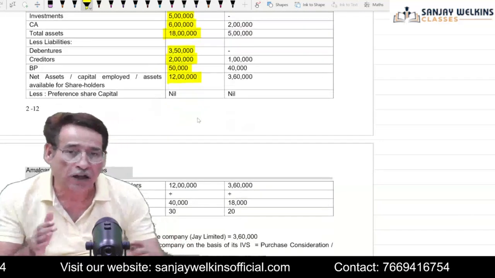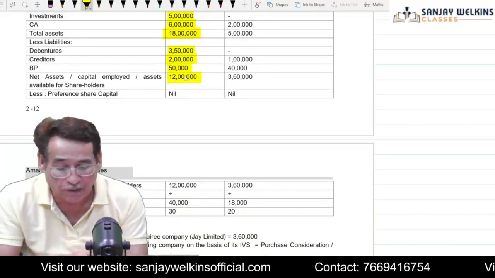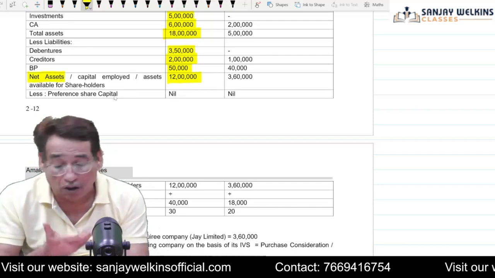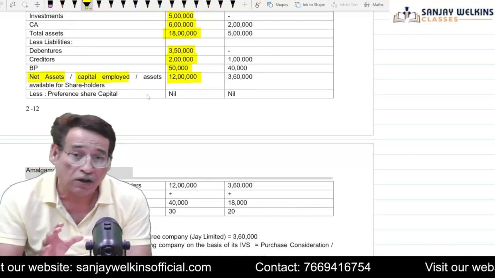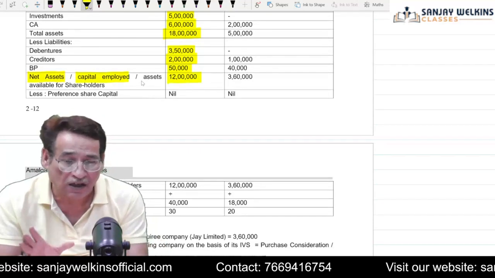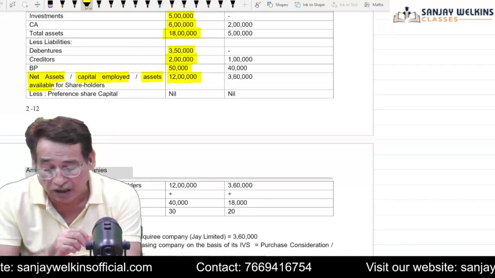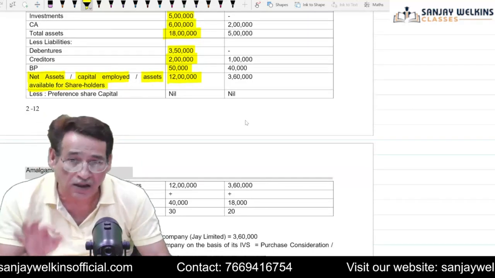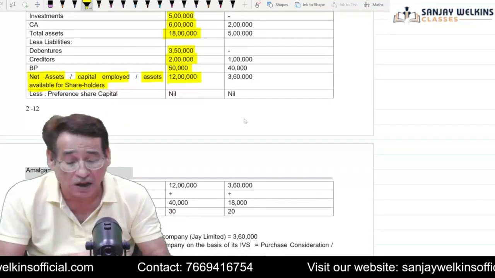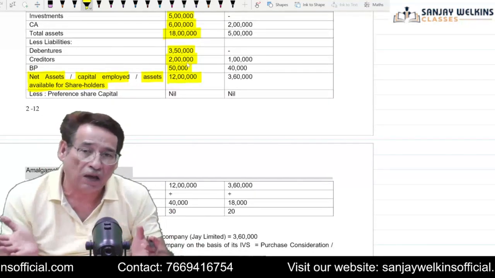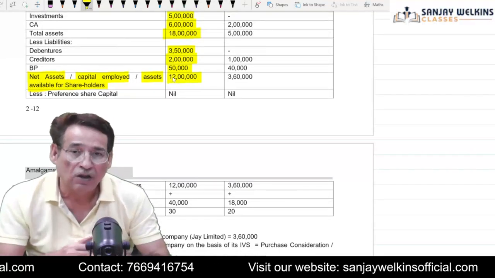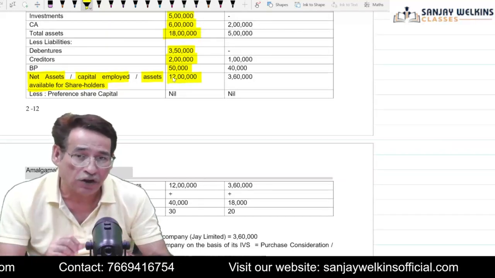Now you tell me, when you subtract liability from assets, this balancing figure can be termed as net assets or it can be termed as capital employed. What does net assets or capital employed signify? It signifies assets available for shareholders. It signifies that this much assets are available for the shareholders. That means after meeting all the liabilities, there will be surplus assets. 12 lakh is nothing but surplus assets. So it means these are the assets available for shareholders.